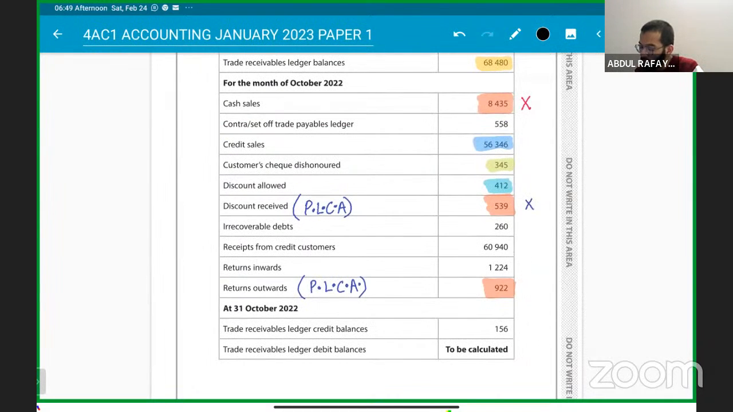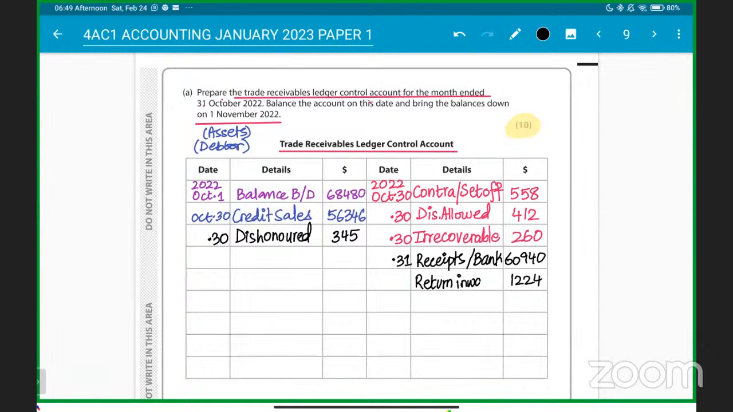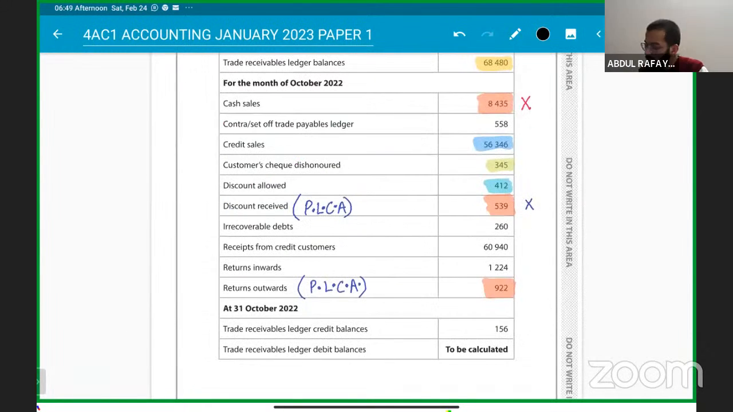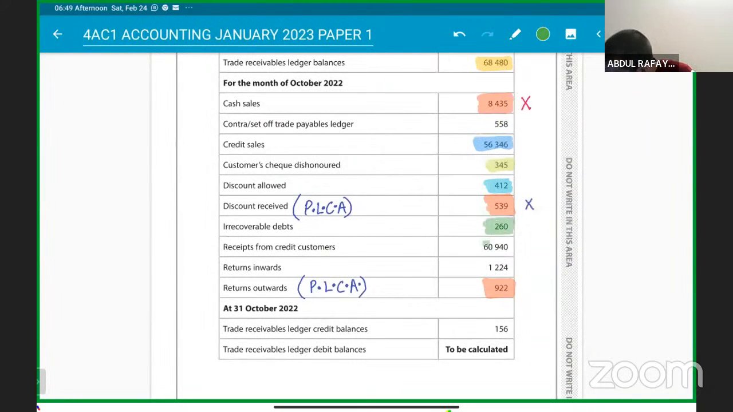Next left is return inwards. When customers have returned goods, that will also reduce the balance, so return inwards is basically customers. Once you are done with this, all of these things are taken into account, and the others, which are not relevant, are removed. Just you have to close it down.